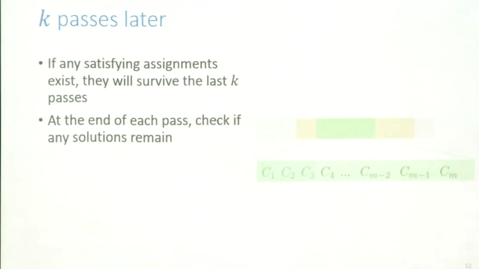And finally, what you'll do is check if this set of solutions that you've stored in memory... you can store this set in memory because the set of solutions is of size at most 2 to the k. So you can store them in memory and then check if you still have any solutions remaining. If you do that, you'll be able to determine whether or not your whole formula can be satisfied by setting at most k variables to 1. Any questions about the algorithm?